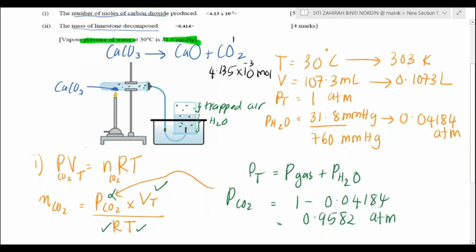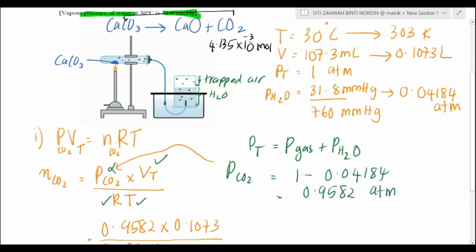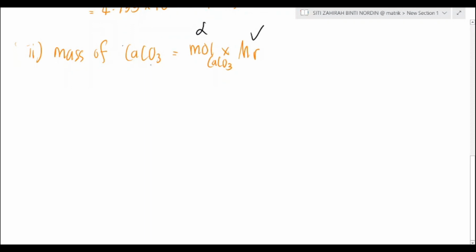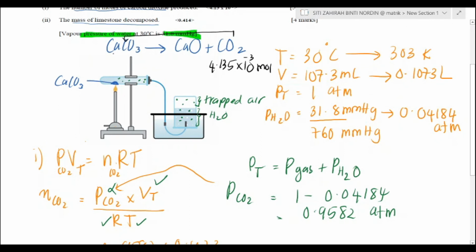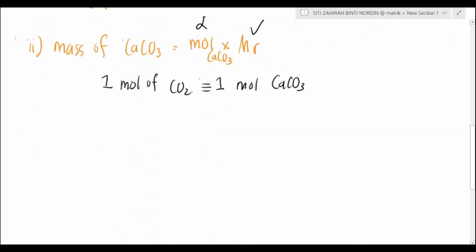So you just need to make a ratio based on the equation to find the mole of CaCO3. So 1 mole of CO2 is equivalent to 1 mole of CaCO3. But class, before that, please make sure that you've already written a balanced equation. I've already checked this before, so we can just proceed to the ratio. So 4.135 times 10 to the power of minus 3 moles of CO2 would be the same mole for CaCO3.